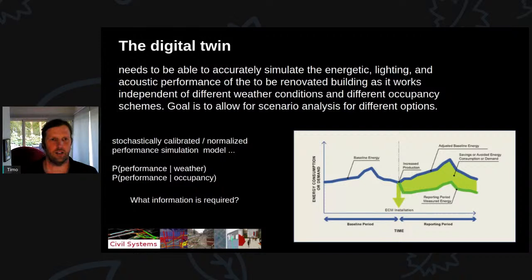And so then the big question at the start is, what information is really required to get to these digital twins? And the second one is, how can we calibrate the simulation models, so that our digital twin simulation model in the computer really represents the building?